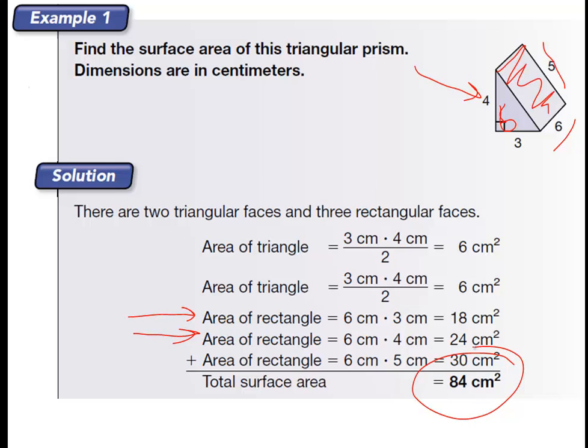Because you're doing surface area, you're not going to divide everything by 2. You're just going to divide the faces that are actually triangles by 2. So don't get that confused with what you do when you're trying to find volume.